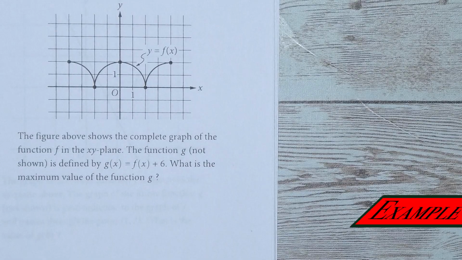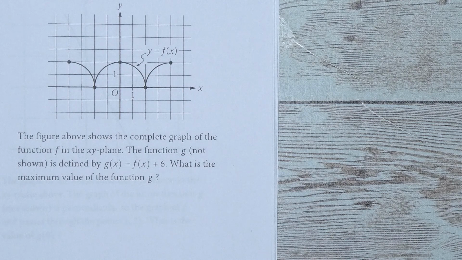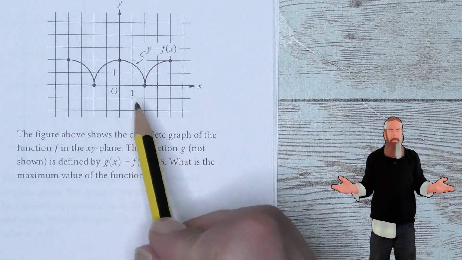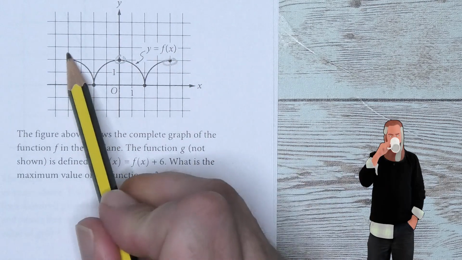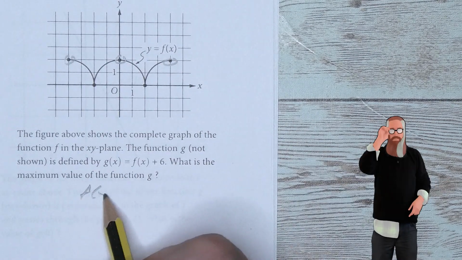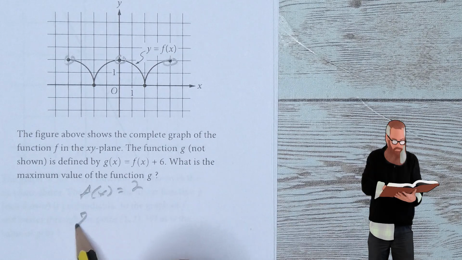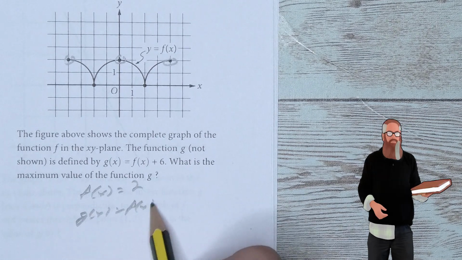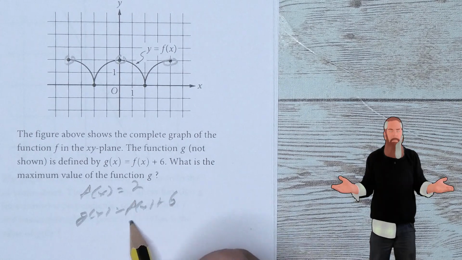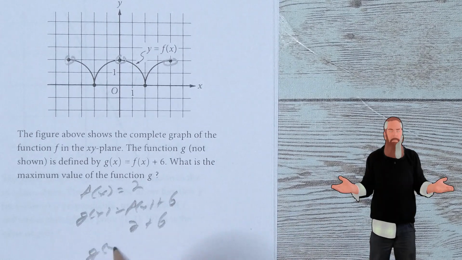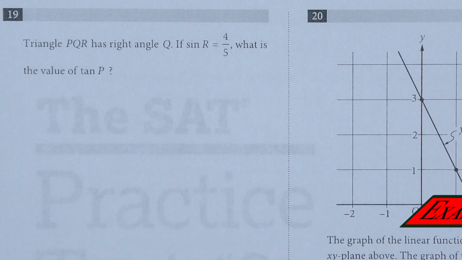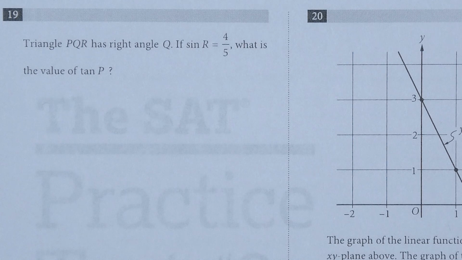There's our answer. The figure above shows the complete graph of the function f in the xy plane. The function g, not shown, is defined by g of x is equal to f of x plus 6. What is the maximum value of the function g? We can see that the maximum value that occurs for f of x is 2. So we can say that f of x has a maximum value of 2. Now, g of x is equal to f of x plus 6. And f of x is 2, meaning we get 2 plus 6, or that g of x is equal to 8.